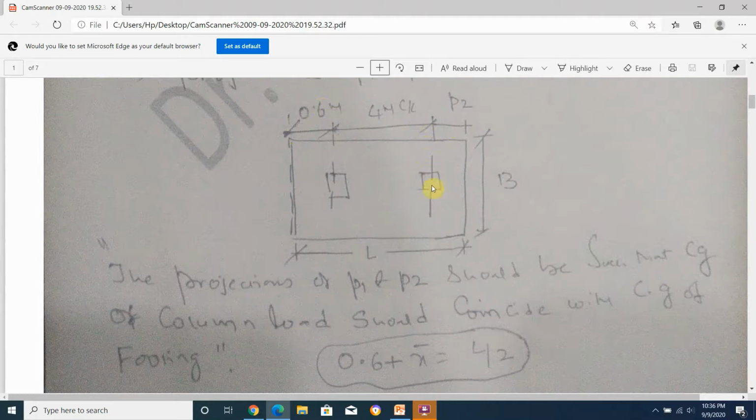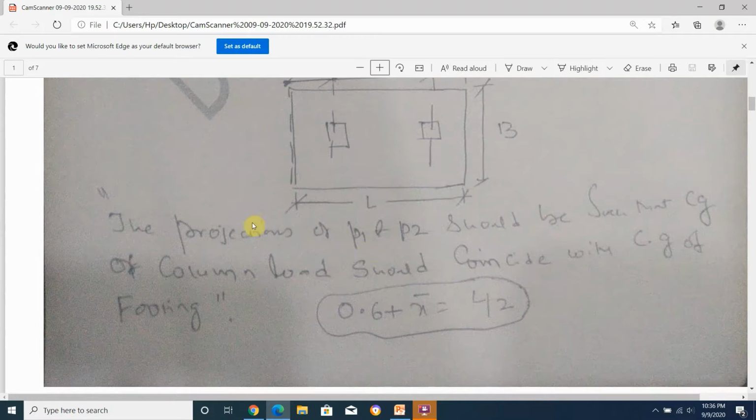This load is 1200. If both the loads were equal, let us say 800 and 800, then the center of gravity of the loads would have acted at the exact center. But now it is an unequal load. So you have to proportion the footing such that the resultant acts at the center. That's what is written here: the projections P1 and P2 should be such that the center of gravity of the column loads coincides with the center of gravity of the footing.